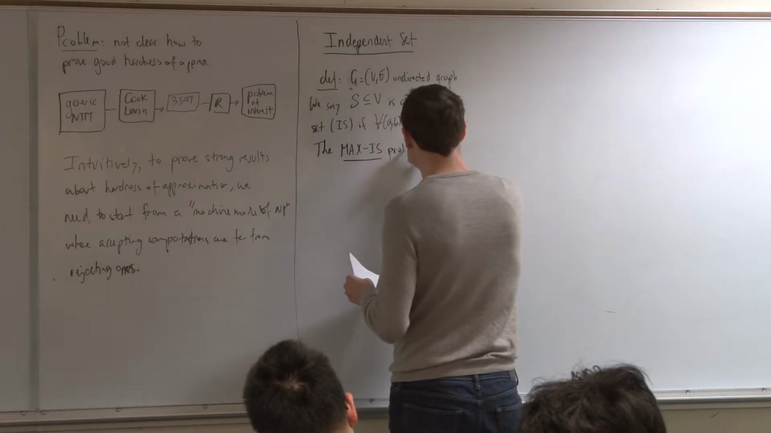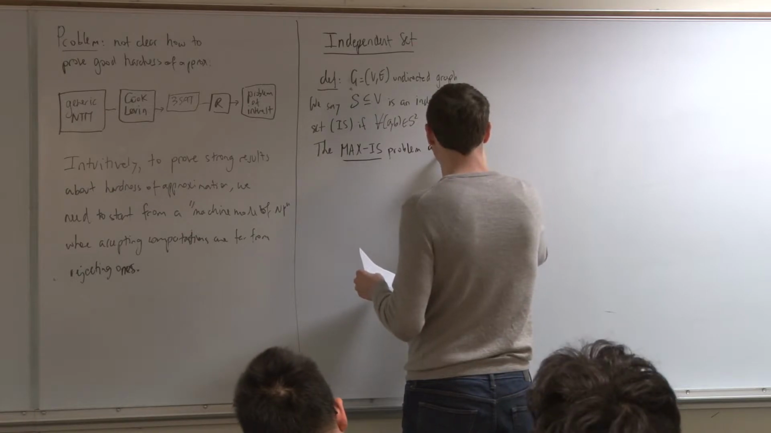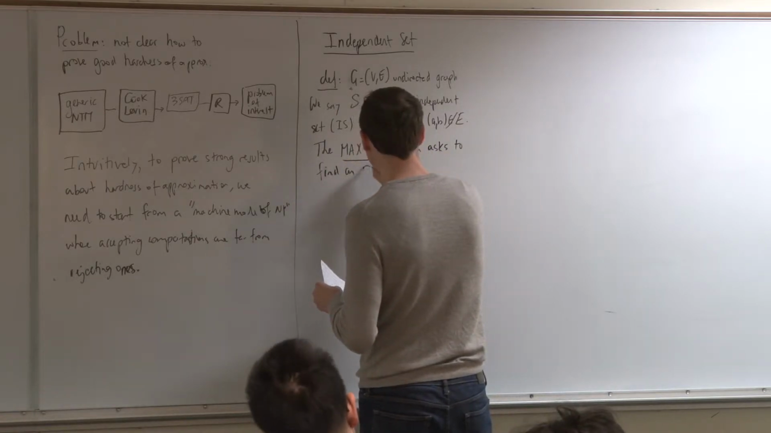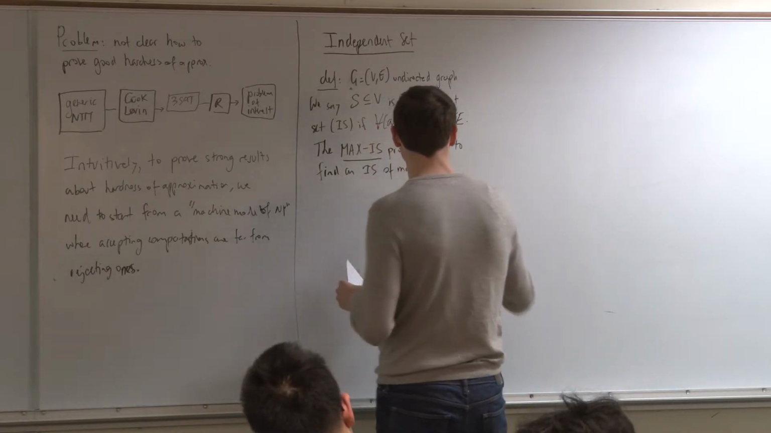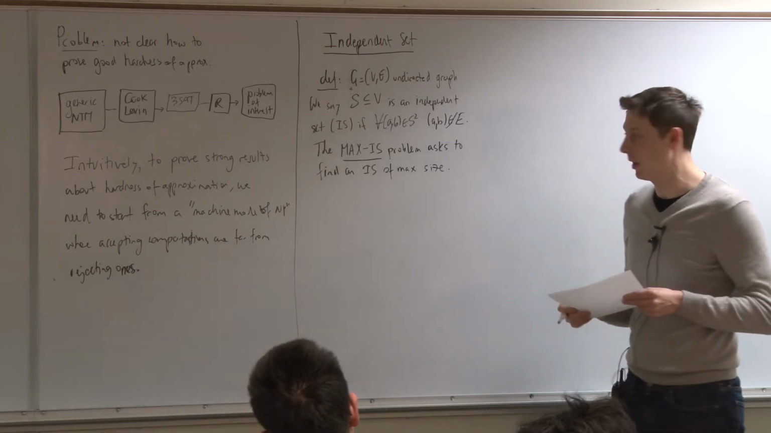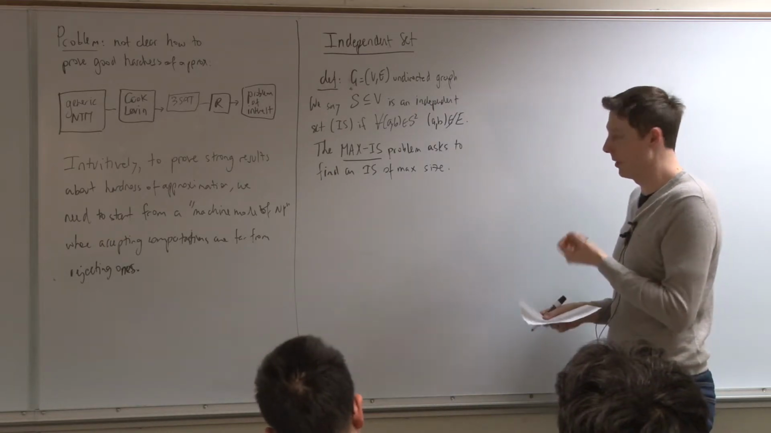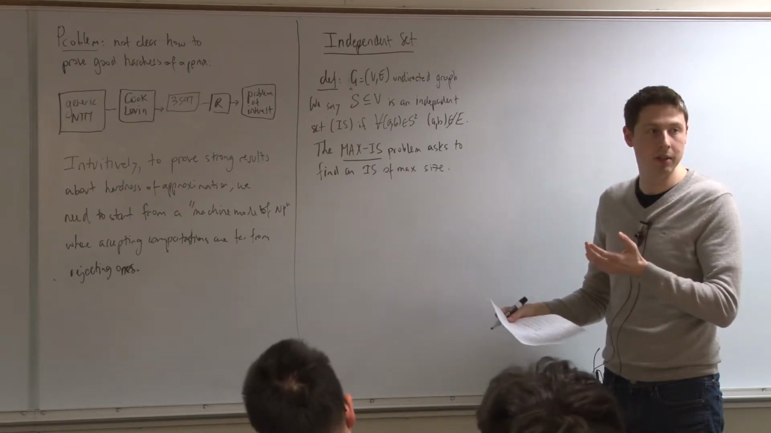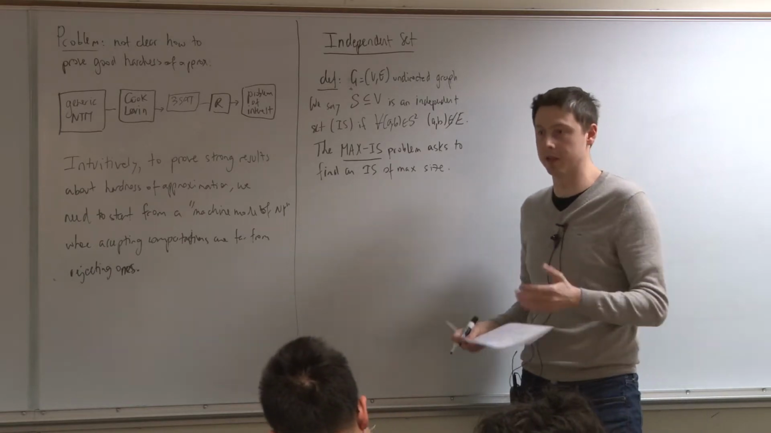The max independent set problem asks to find an independent set of maximum size. Now clearly this is well defined because the empty set is an independent set, and all vertices is all you can take. Okay, so there is a maximum. So one exists, and the maximum also exists.